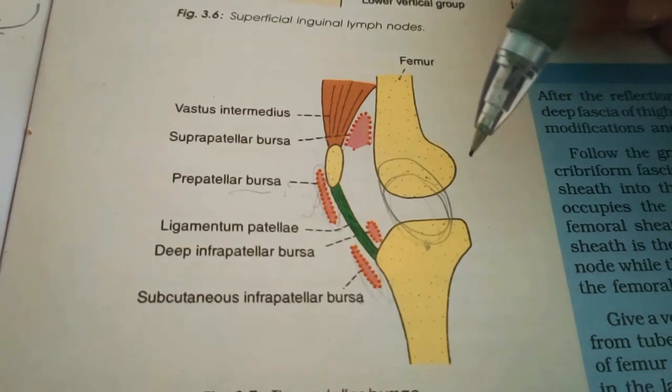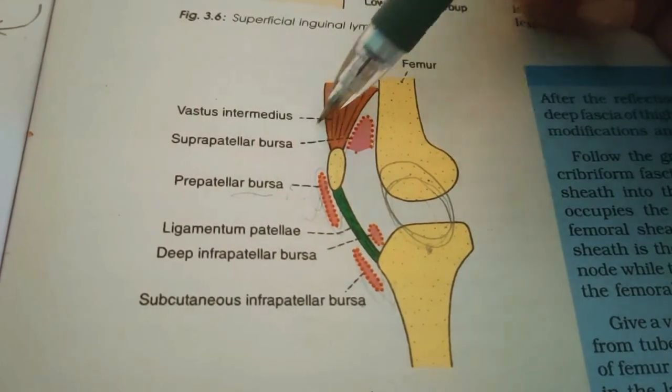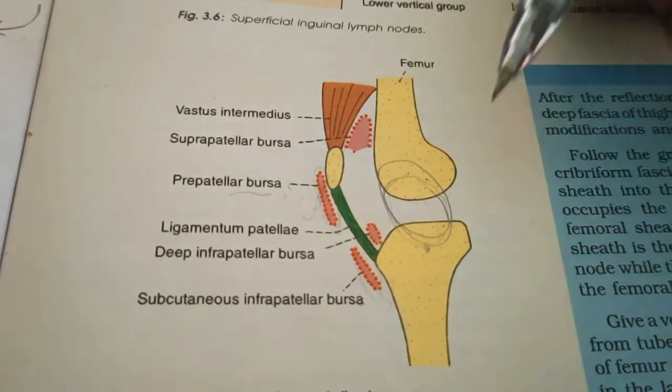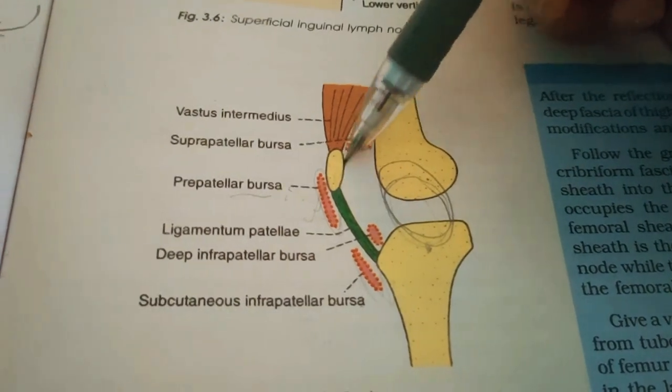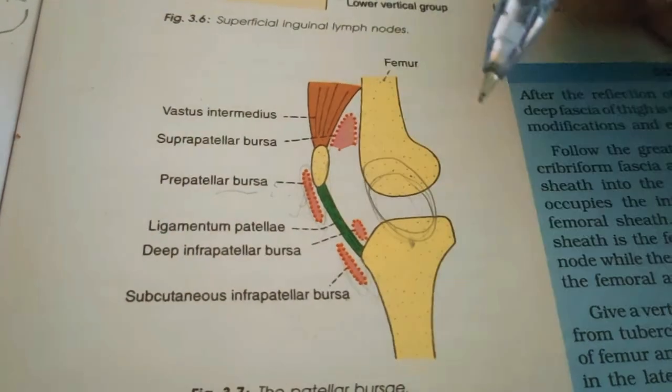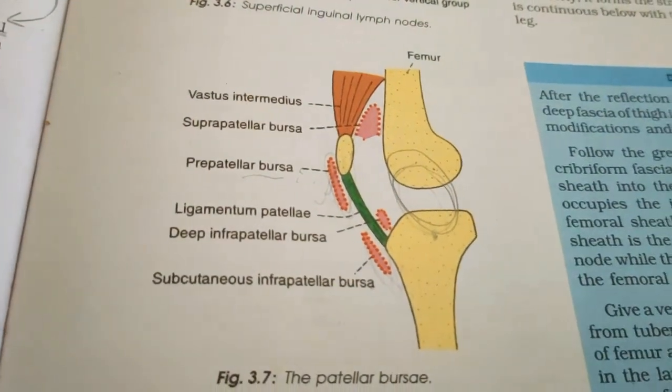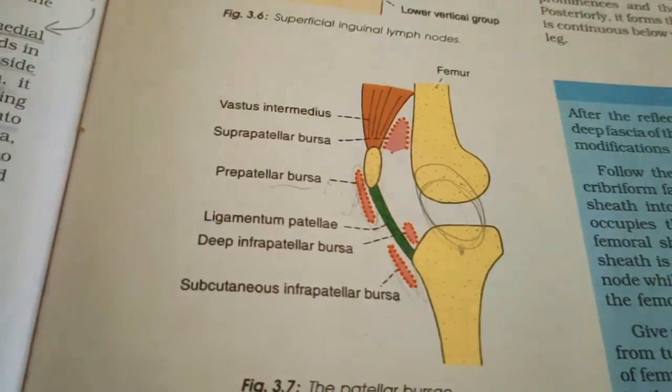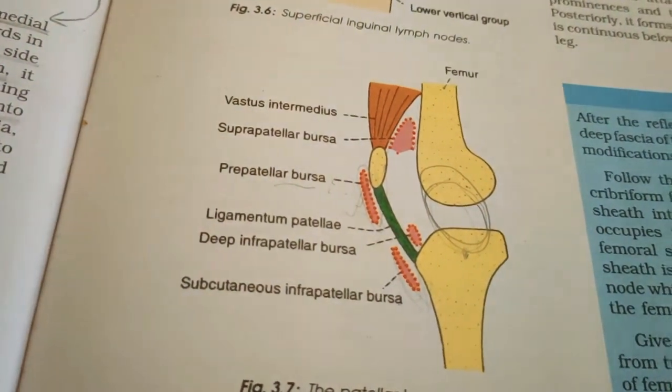So this is all about the different bursae, and of course you have the vastus intermedius muscle here, and this is the patella. Here is the patella, here is the femur, here is the tibia. So this is all about our superficial fascia. Next we'll discuss the deep fascia of the front of the thigh.